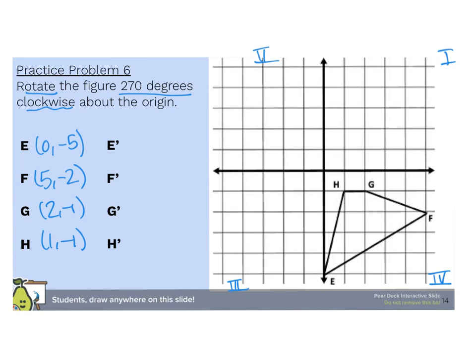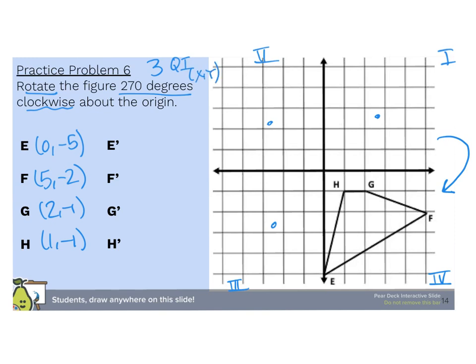Okay, so if I'm moving 270 degrees, I'm moving three quadrants. I'm going clockwise. That is this direction. So this would be 1, this would be 2, this would be 3. It's going to end up in quadrant 1. So all of my signs are positive. Quadrant 1, X and Y are positive.